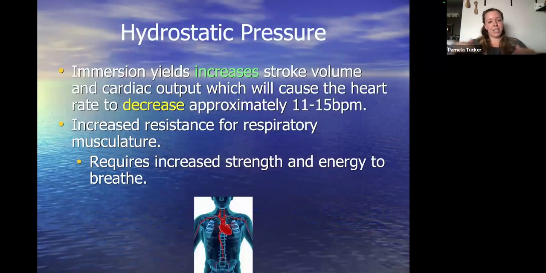As I mentioned, as you go into the water, the pressure exerted on your cardiovascular system will change some of your perceived values. One of the things I use to monitor intensity is heart rate. Your heart rate will actually decrease in the water. It depends on the depth, but around 11 to 15 beats a minute. So anyone who wears a waterproof wearable, that's something to keep in mind when you're doing exercises in the pool.